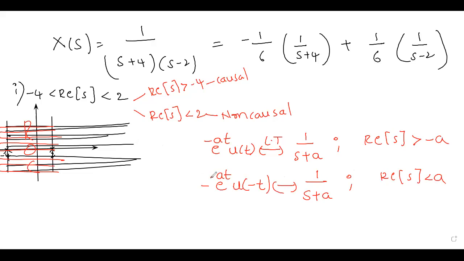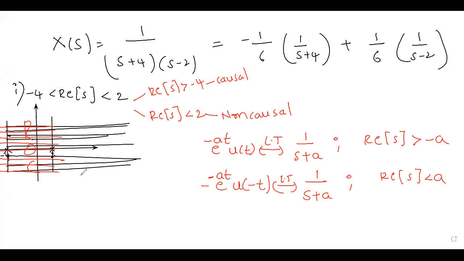Correct? Minus e power minus at u of minus t. U of plus t corresponds to a causal signal. U of minus t corresponds to a negative sided exponential signal. It may be increasing or decreasing. This is a decaying positive sided exponential. This is a negative sided exponential: minus e power minus at u of minus t. Its Laplace transform is 1 by s plus a, where real part of s is less than its pole.